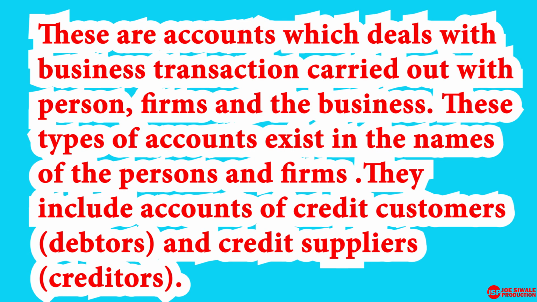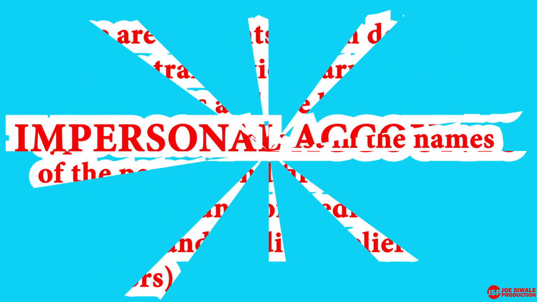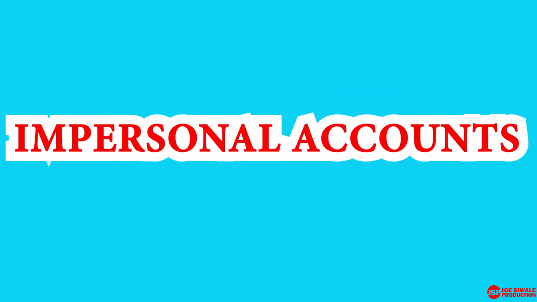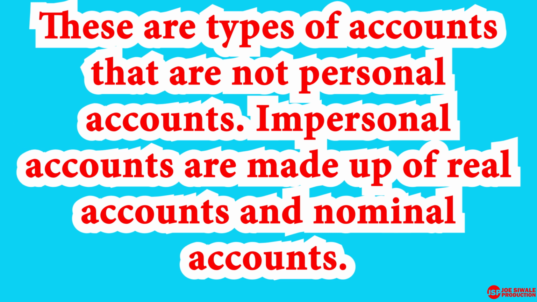Personal accounts are accounts which deal with business transactions carried out with persons, firms, and businesses. These types of accounts exist in the name of persons and firms. They include amounts of credit customers, who are referred to as debtors, and credit suppliers, who are referred to as creditors. Then the other type of account is impersonal accounts. These are accounts that are not personal accounts. Impersonal accounts are made up of real accounts and nominal accounts.